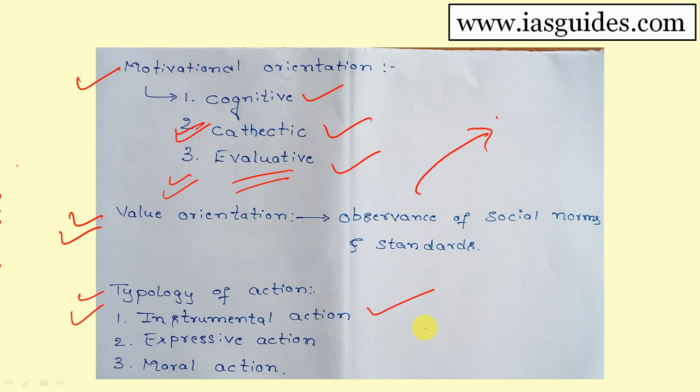Here, in instrumental action, cognitive aspects come into play. Cognitive, I have already explained in motivational orientation. This comes into play in instrumental action given by Talcott Parsons. And the second type is expressive action. This can be equated with Weber's affective action. Weber has given other typologies. Affective action can be equated with Talcott Parsons' expressive action.